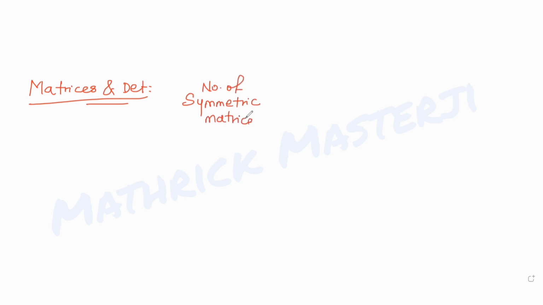Let's see today's question. Today's question, we are taking up from the topic of matrices and determinants. The question tells us that we need to find out the number of symmetric matrices that I can form of the order 3 cross 3 with all the entries from the set consisting of the numbers from 0 to 9. So we have basically 10 numbers with us, and we need to find out how many symmetric matrices I can form whose order is 3 cross 3.